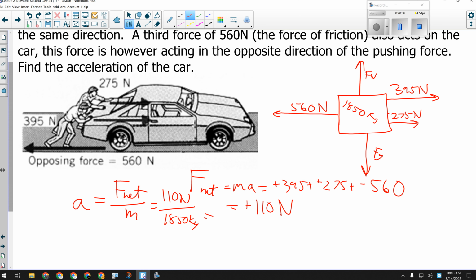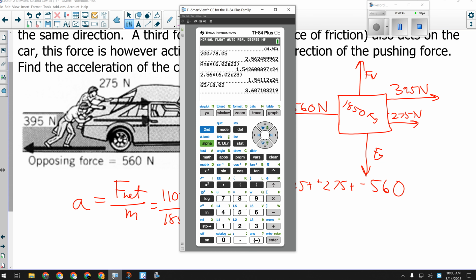Okay, so kilogram meters per second squared divided by kilograms should leave me with, sorry, meters per second squared. So 110 divided by 1850. Okay, is that a pretty small acceleration? It's about 6 centimeters per second squared.